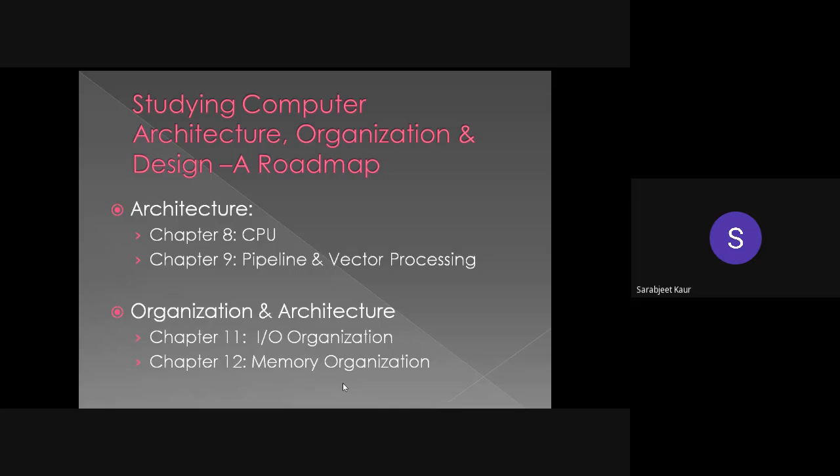That is why I've tried to give you a clear roadmap at the very beginning, so that you can look at this textbook and understand, when you are going through the topics, whether you're looking at it from the point of view of computer system architecture, organization, or design. Okay, is this clear?